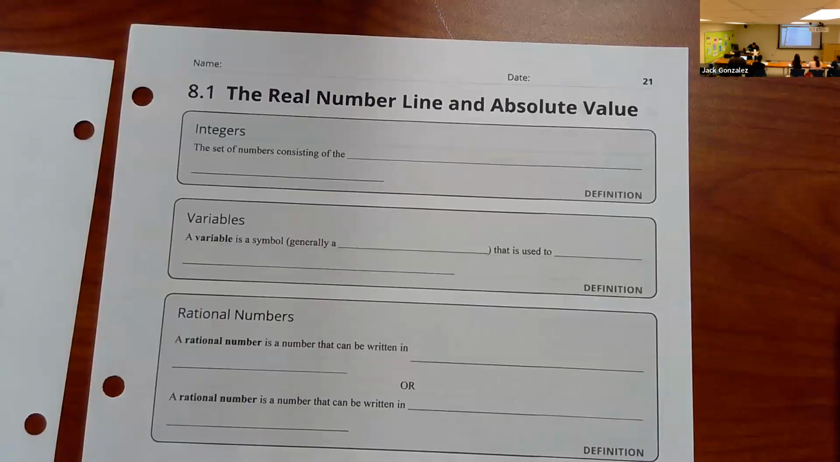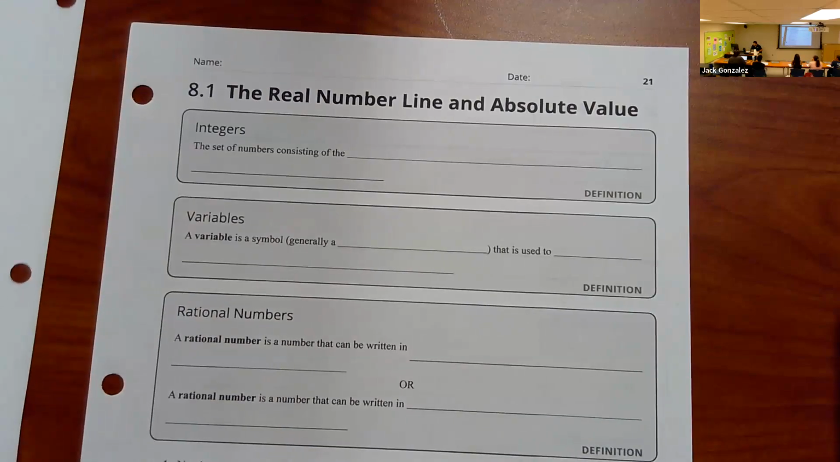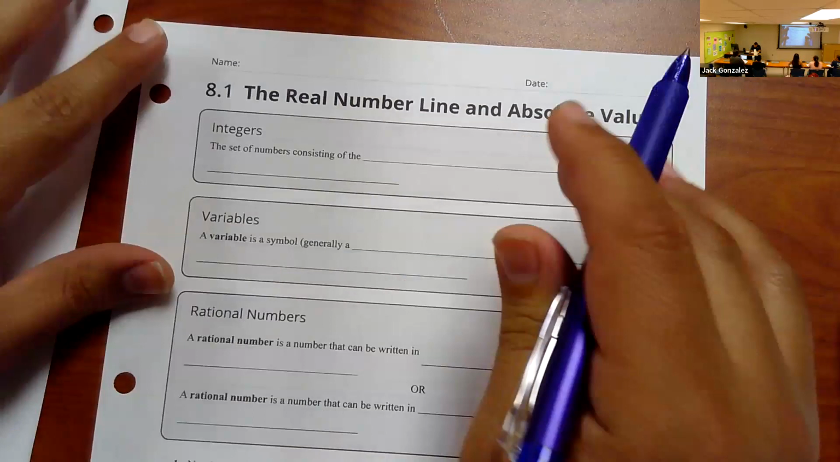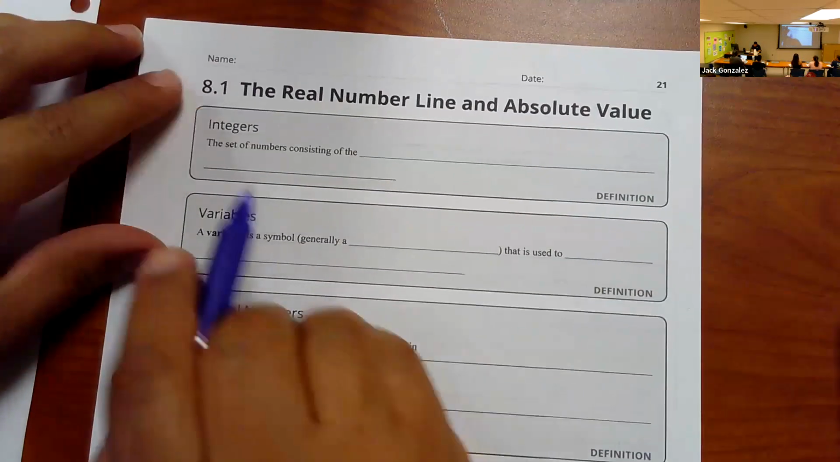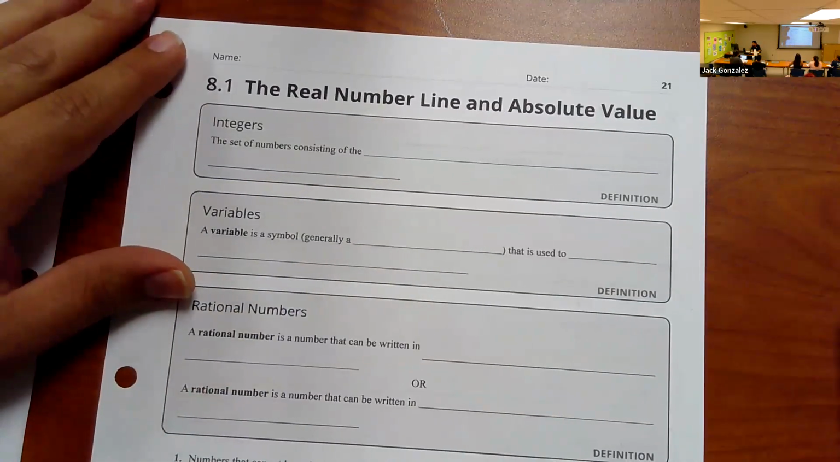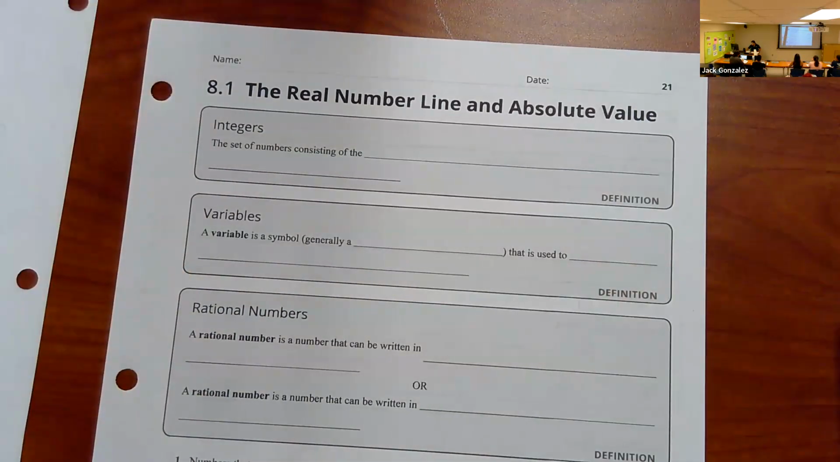All right. So we're gonna do 8.1 and then maybe 1.5, and then we'll do some practice problems. Okay. So first do our definitions. So the set of numbers consisting of this is for integers. Now let me see here. Get the proper definition up.